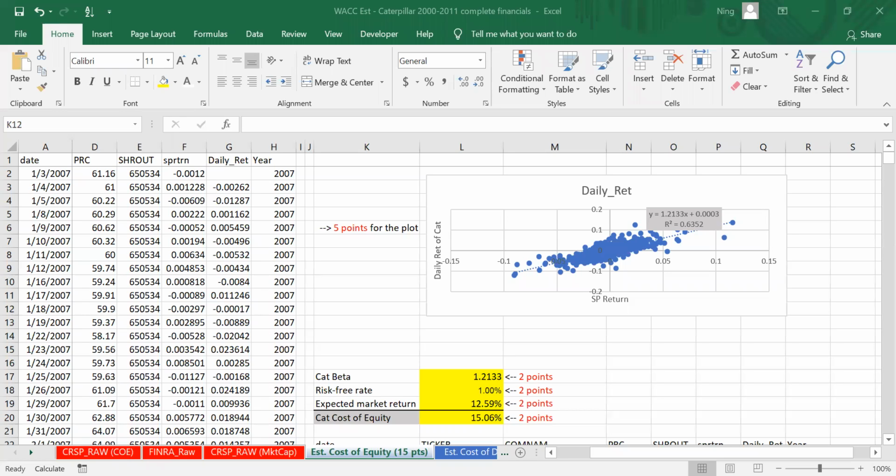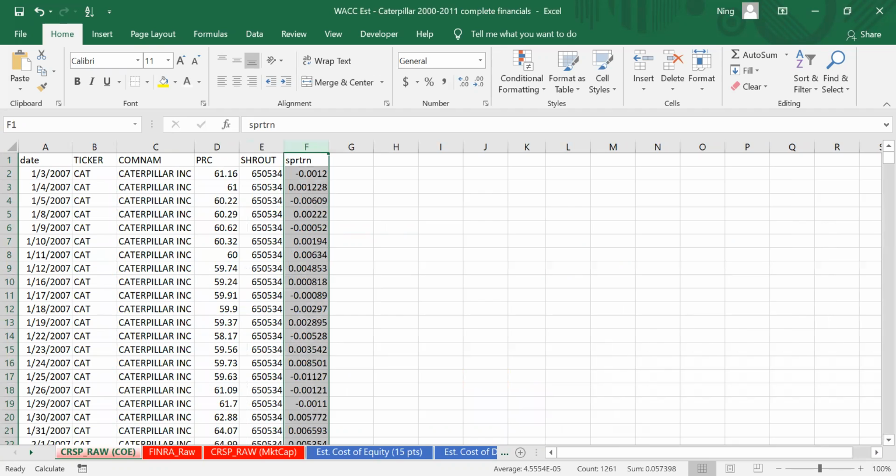In this video, I'll introduce how to estimate the cost of equity using the market model following the CAPM approach. In order to run the market model, you have to have the information for the daily stock return and the daily broad market index return. Therefore, we have to first download this information from CRSP within our selected time horizon. In this case, it's from fiscal year 2007 to fiscal year 2011. All the downloaded data are included in the data tab highlighted in red named CRSP raw COE.